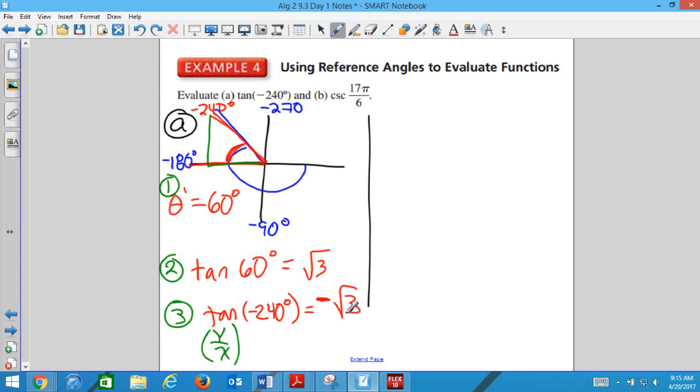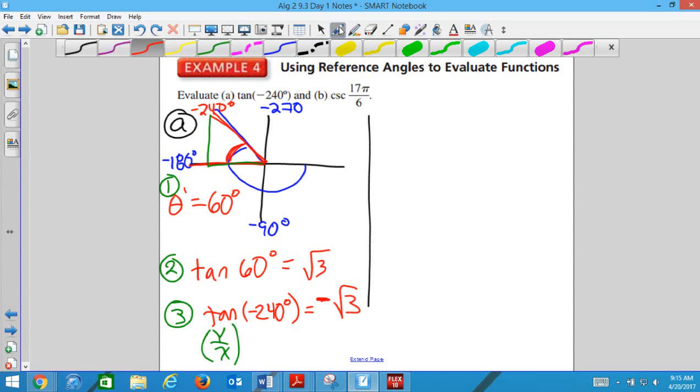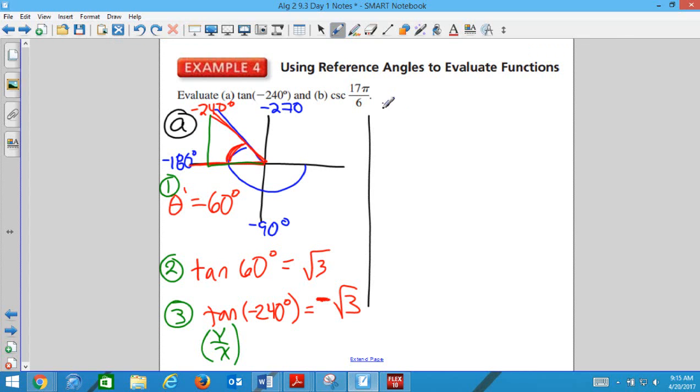Okay? Sure. We need practice with this. We definitely need practice. It's not going to come all of a sudden, where you say, oh yeah, I totally know what to do after one example. So the first thing we're going to do is find our reference angle. Okay. 17 pi over 6.